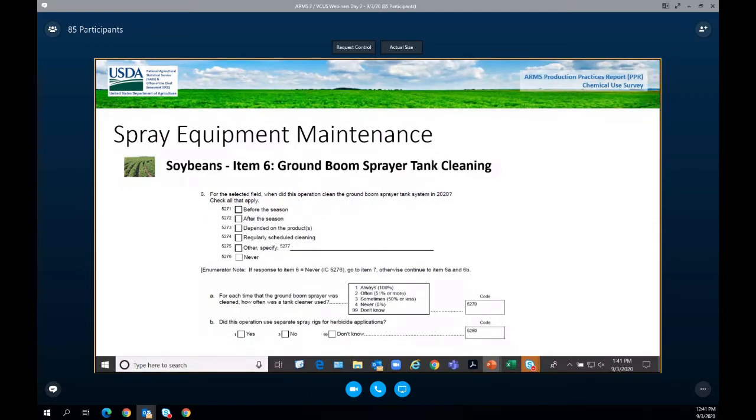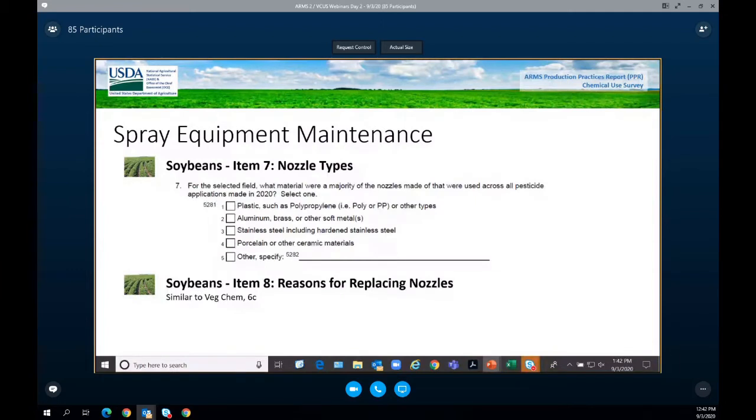Take a look at this enumerator note in the middle of your screen. This is another one of those good news, bad news cases. The good news is that it's much more likely for a grower not to have cleaned their sprayer tank than it is for them not to have used pesticides. The bad news is that you only get to skip items A and B here, and that's not going to save enumerators an awful lot of time. Next slide.